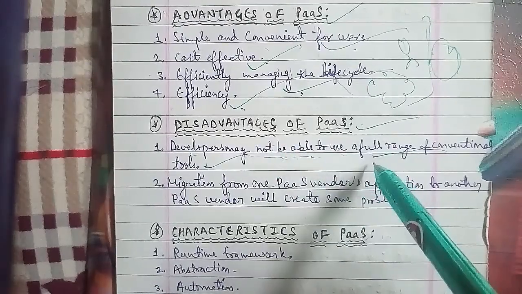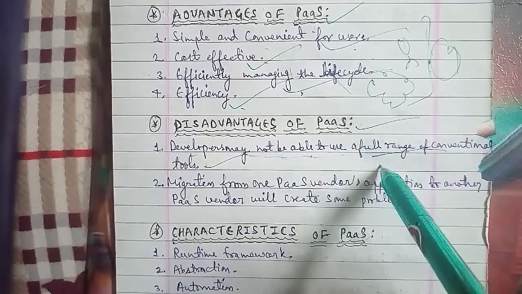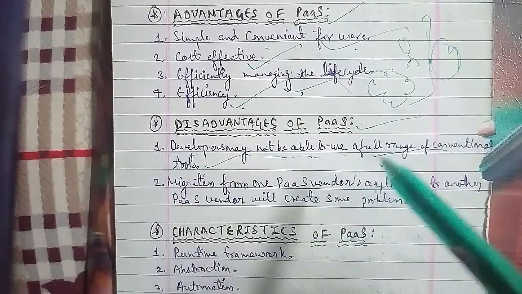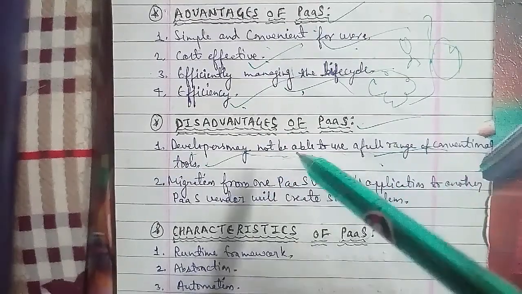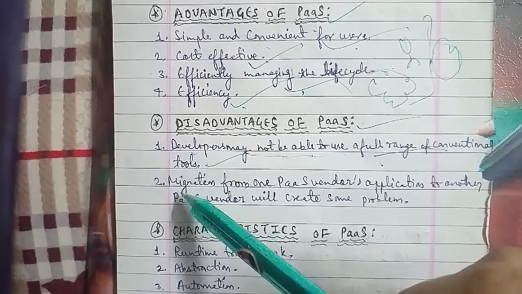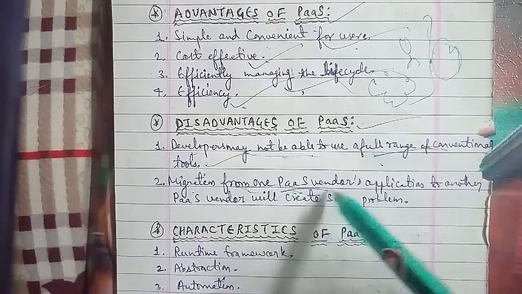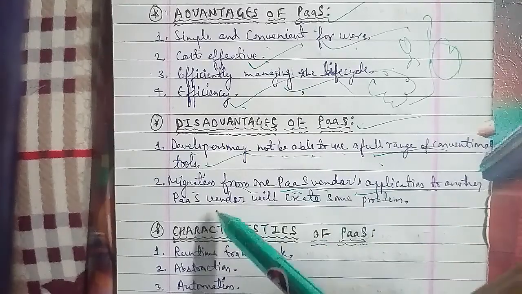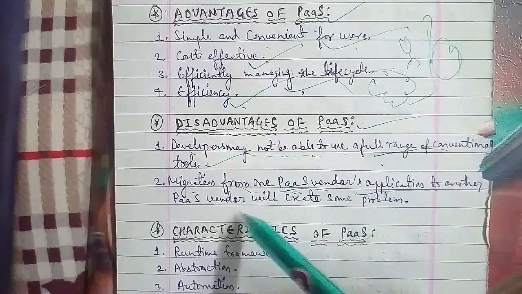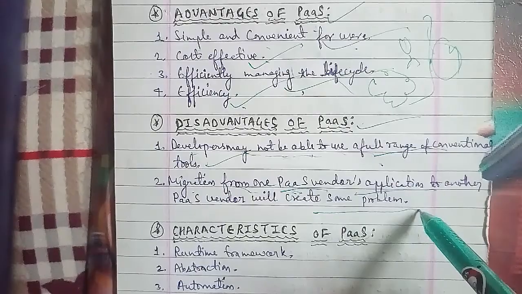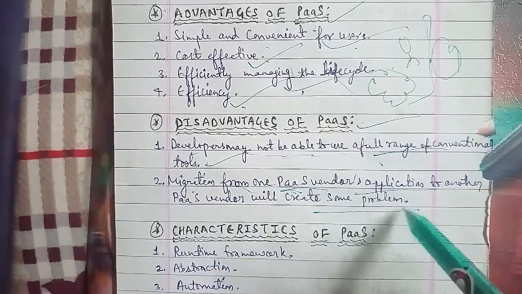Now moving on to the characteristics of platform as a service. What are the characteristics of PaaS? There are four characteristics. The first is the runtime framework. Runtime framework is the first characteristic of platform as a service while you are using it.